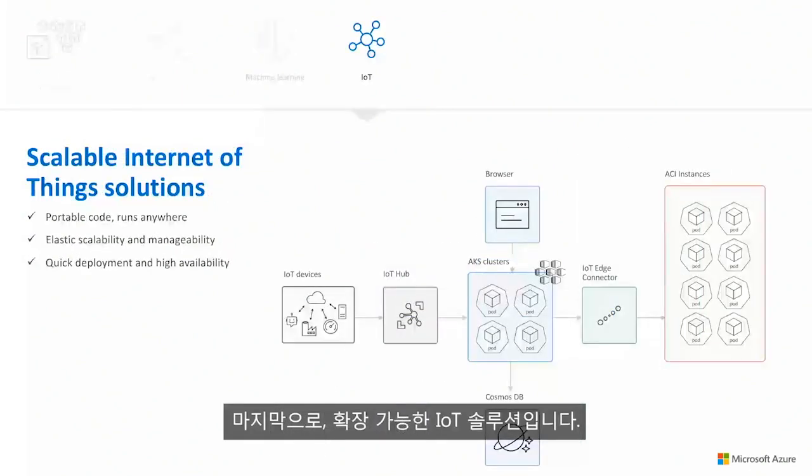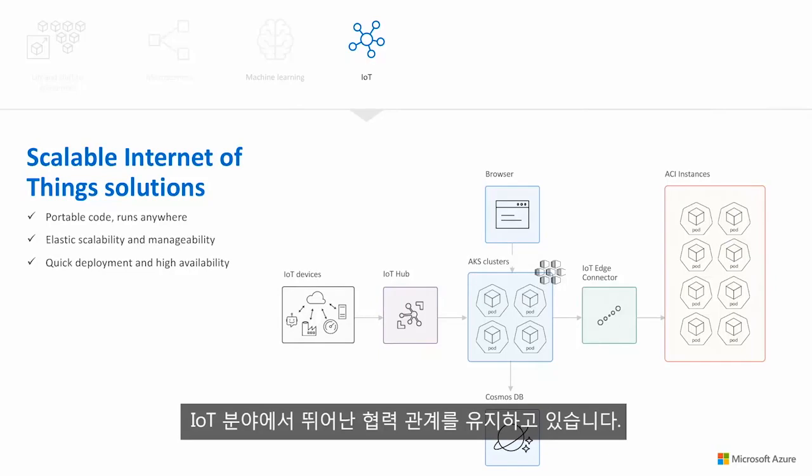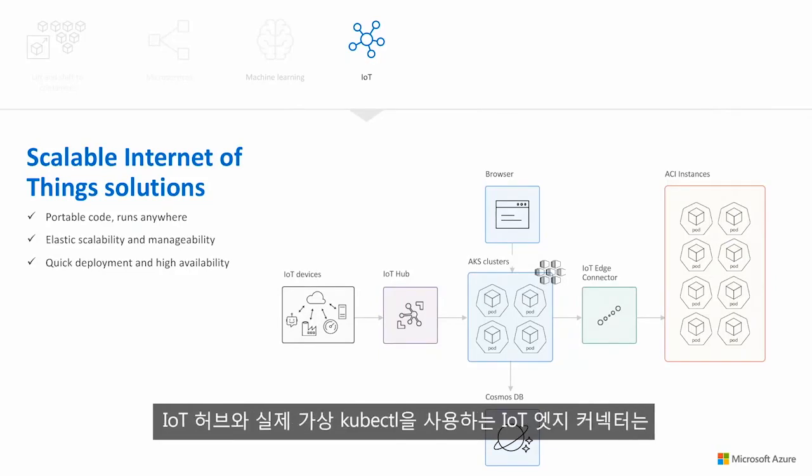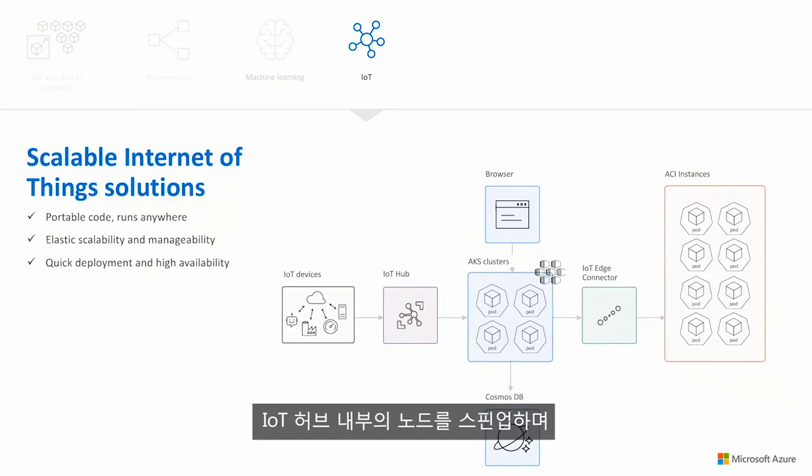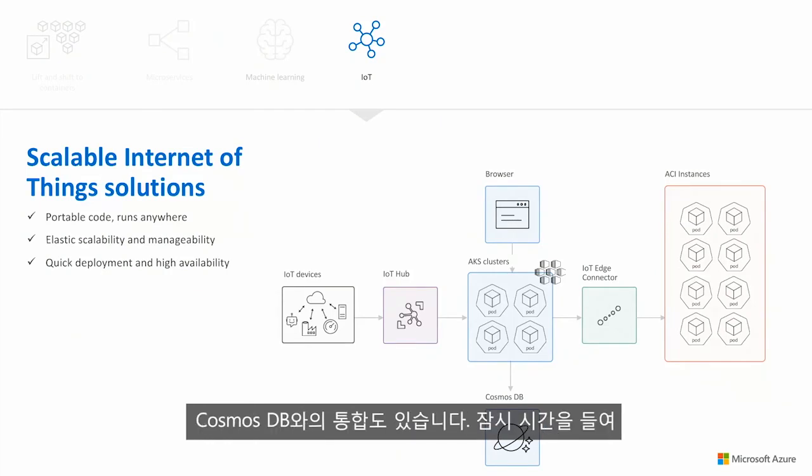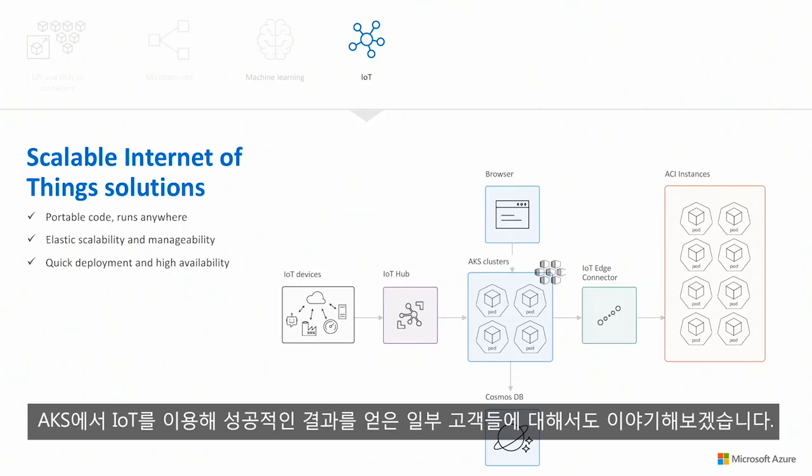And lastly, scalable IoT solutions. We've had a really great partnership with the folks in the world of IoT. So, integrations with IoT Hub, the IoT Edge connector, which actually uses the virtual kubelet to spin up nodes inside of IoT Hub, integrations with Cosmos DB. I'll talk in a moment about some of the customers that are seeing some good success with IoT on AKS.